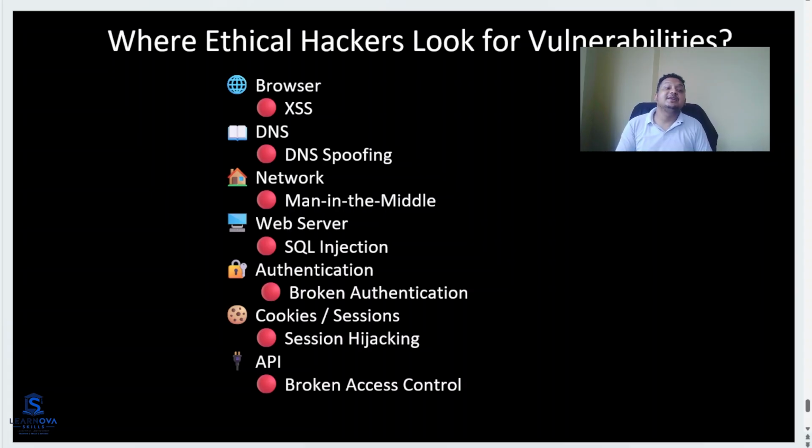Authentication can be implemented incorrectly. Cookies and sessions can be improperly protected, and APIs can have broken access control. The important lesson is this: every step in the communication chain can potentially introduce security risks. That's why understanding how the internet works is one of the foundations of ethical hacking and application security.